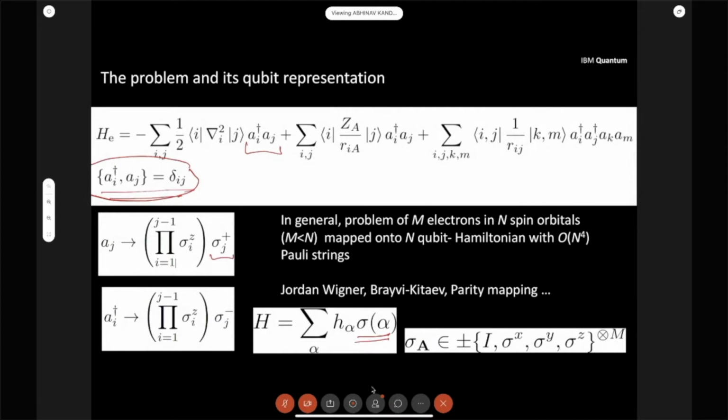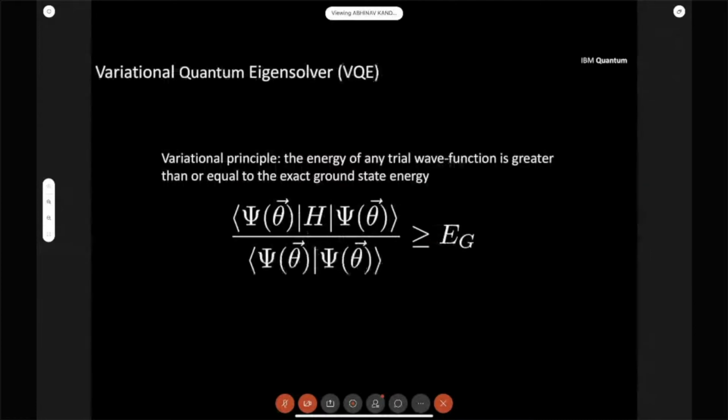So in general, if you had m electrons and n spin orbitals, okay, so I'm highlighting spin here, so orbitals which are spin degenerate, that problem is going to be mapped onto n qubits. Okay, so this is in general how many qubits one needs, right? And then you've also been introduced to, I think, some ideas regarding how you can optimize that, and I'll discuss that in a bit once again.